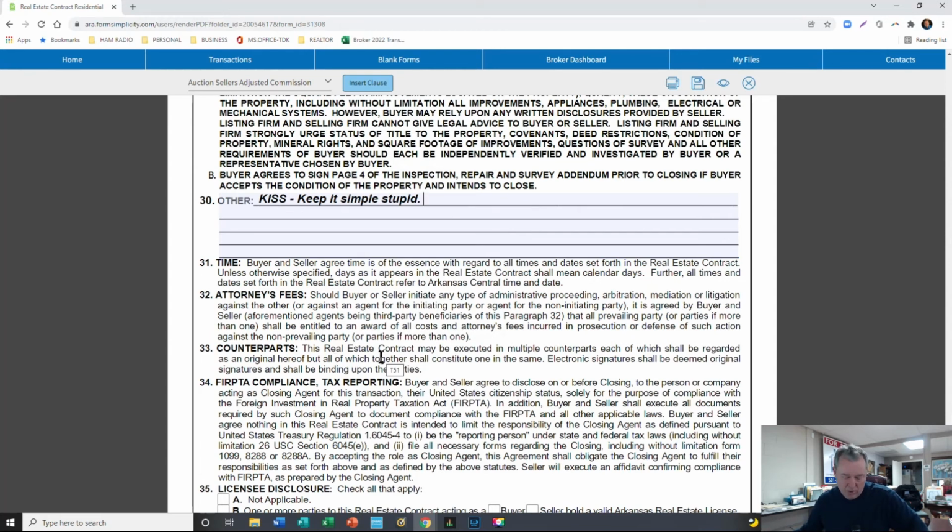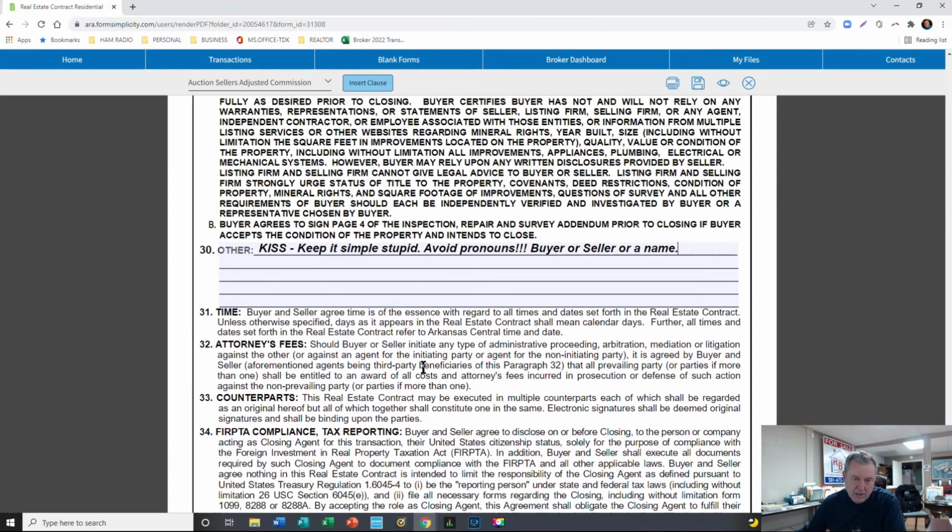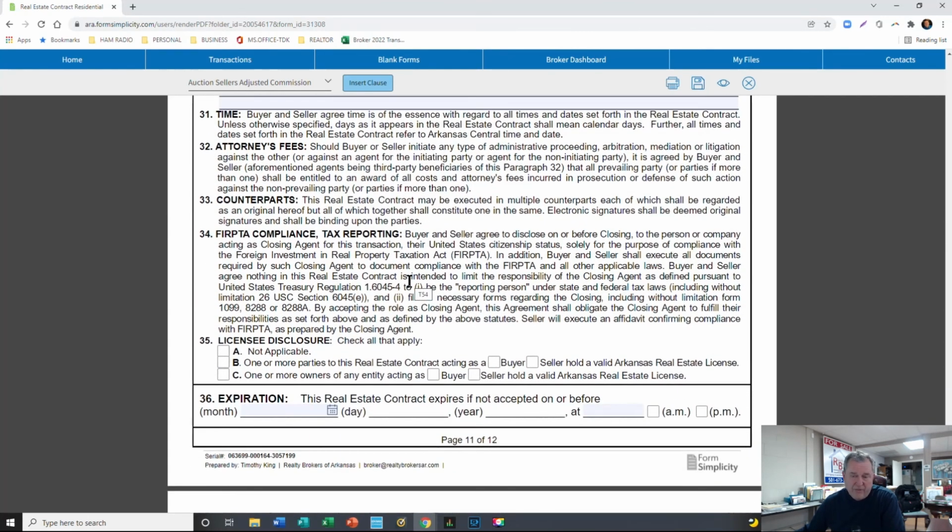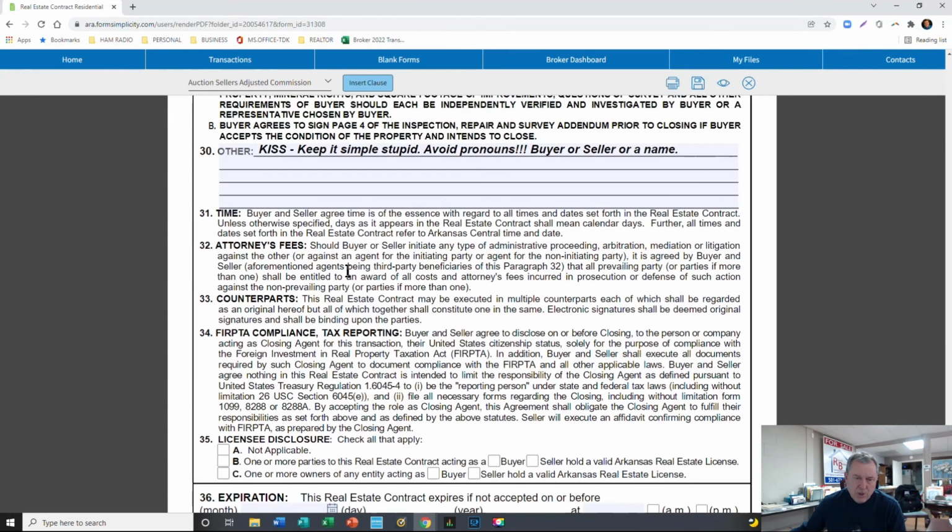sentence. And avoid pronouns. Please avoid pronouns. Things like he, she, they, do not use that. In a court of law, they'll spend hours debating who they is. And what you need to do is say buyer or seller, or a name. These are the nouns you need to use in any kind of a contract like this. Do not use pronouns. If I spot it before signature, I will always send it back to you. I will not sign a contract with pronouns.